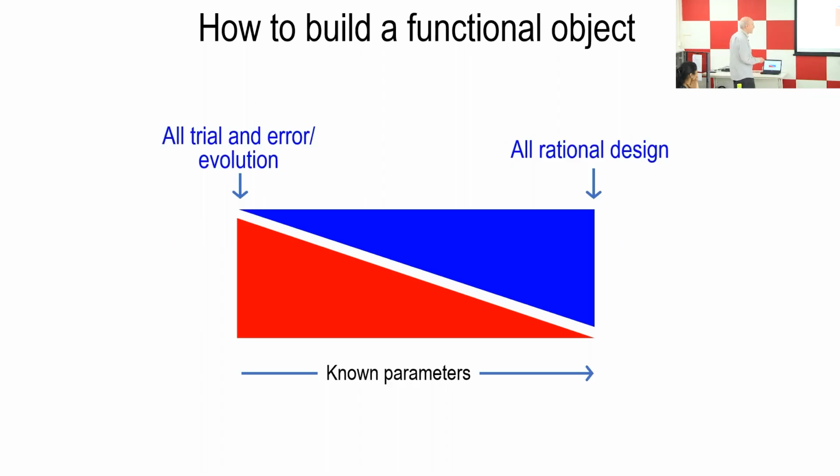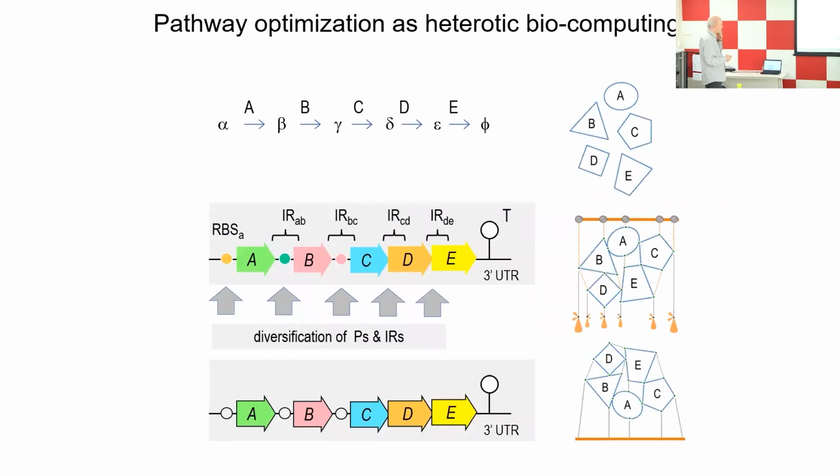But what happens in many cases is that we are in between, and both in engineering and in synthetic biology, sometimes we know some parameters, but we don't know all of them. And therefore, the parameters that we don't know have to be filled through some type of evolutionary approach. So when you have a pathway and you want to optimize it, you apply this concept of heterotic computing, and you let the system fluctuate by applying some type of pressure, and at the end, if you are patient enough, the system will give you the solution to the problem.